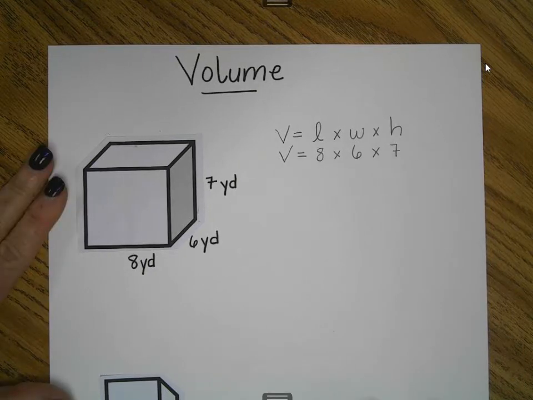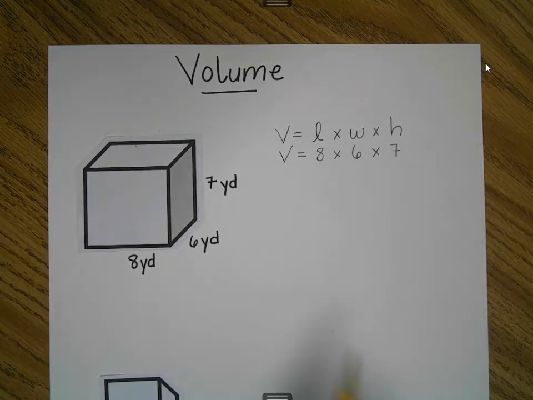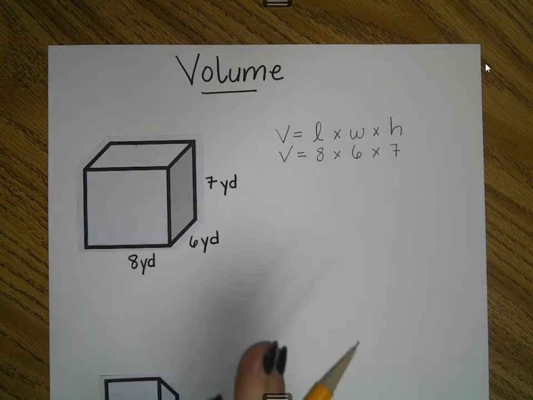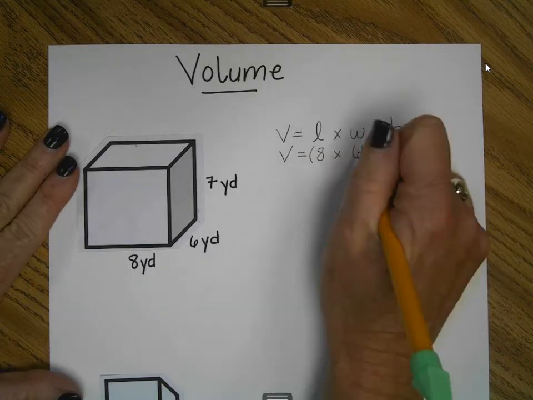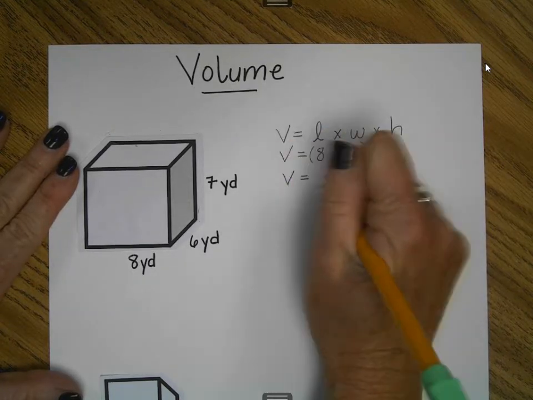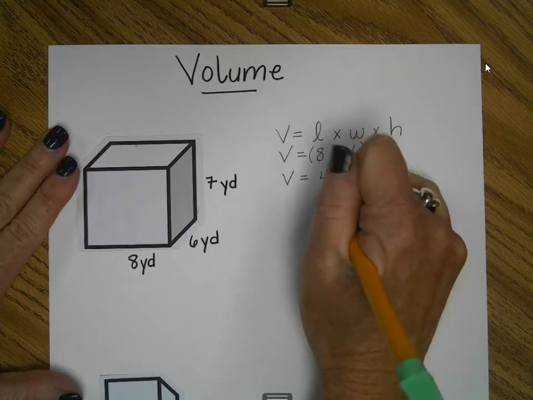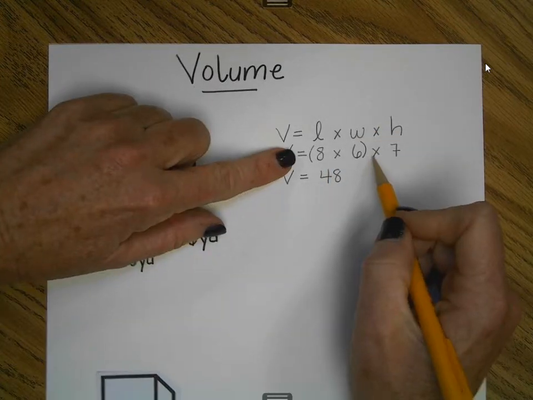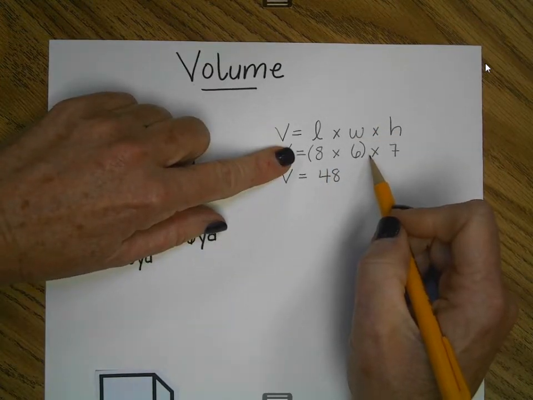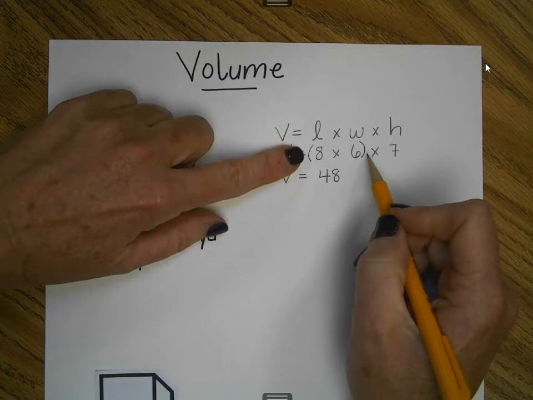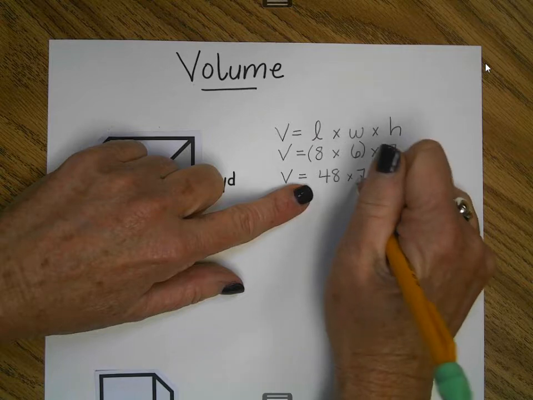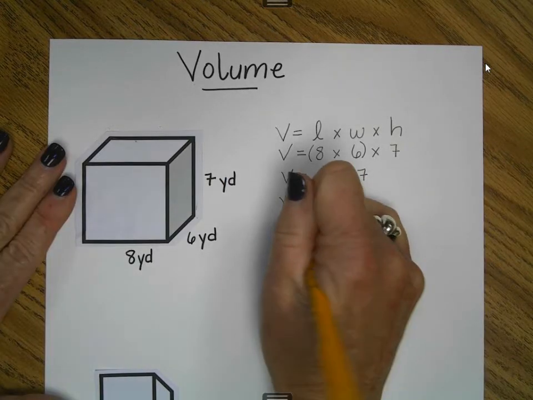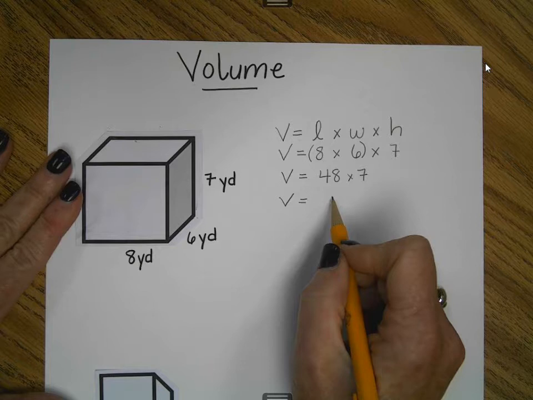The next thing that I'm going to do is pick 2 numbers that are beside each other, or I could rearrange them using the associative property, but I am just going to multiply 8 times 6. So the volume would be 8 times 6, which is 48. Now, you noticed I put parentheses around that. That's letting whoever's looking at my work understand that I multiplied these 2 numbers to get 48. I still have not multiplied times 7. The next step is going to be to multiply 48 times 7.